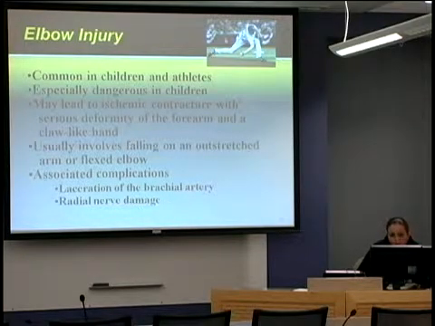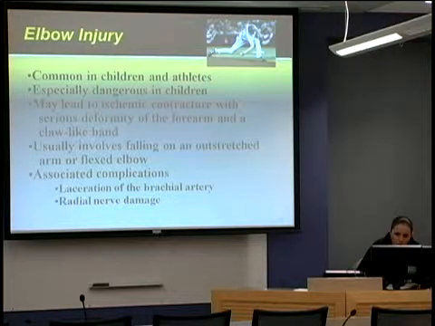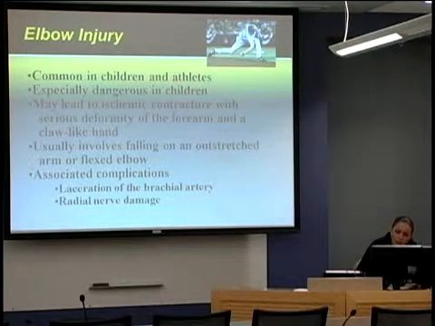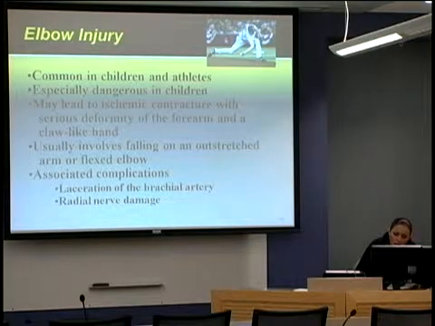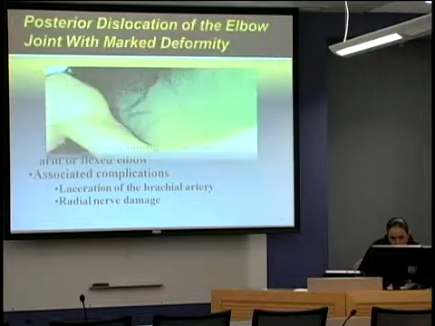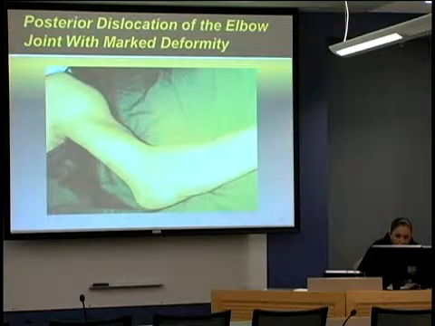Elbow injury. These are common in children and athletes, especially dangerous in children. May lead to ischemic contracture with a serious deformity of the forearm and a claw-like hand. Usually involves falling on an outstretched arm or flexed elbow. Complications that you might see with elbow injuries are laceration of the brachial artery or radial nerve damage. This is the example of posterior dislocation of the elbow. You can see joint with marked deformity.